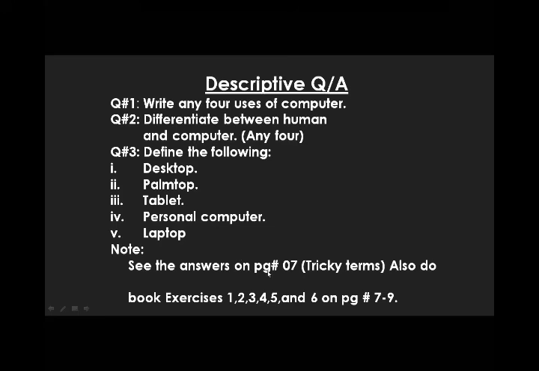See the answer on page number 7, tricky terms. In your book, page number 7, you will see tricky terms. You can get the answer from them, and also do the book exercises. Exercise number 1, exercise number 2, 3, 4, 5 and 6. Do all these exercises in your book, page number 7 to 9. Hope you have understood all the things. Okay, this is our lesson.